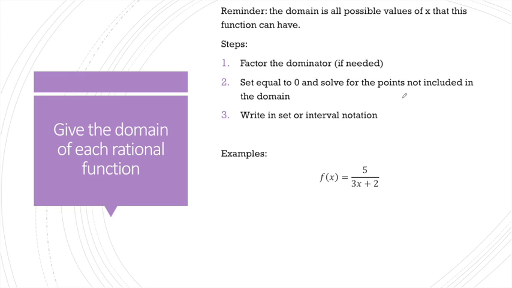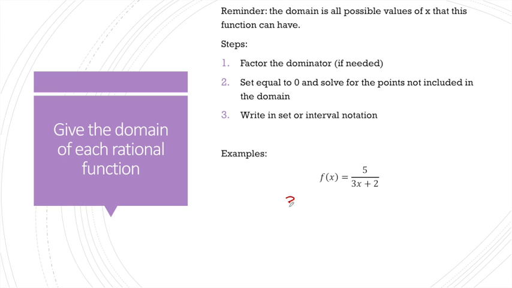I'm going to do that by setting my denominator equal to 0 and solving for those values that would be excluded from my domain. So, first thing I need to do is factor the denominator if needed. 3x plus 2 is fully factored. Then I need to set the denominator equal to 0 and solve for the points not included in the domain, okay? And I'm going to write this in set or interval notation when I'm done.